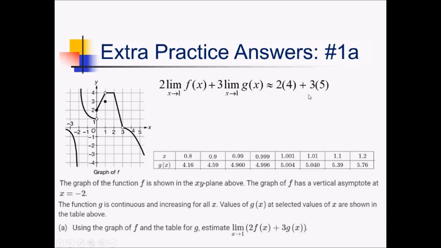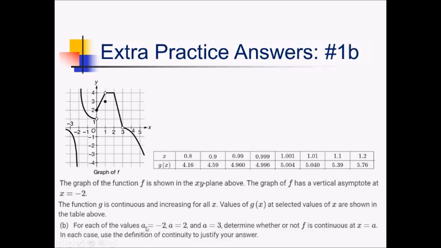We're at least guaranteed that the limit is somewhere between 4.996 and 5.004, because they told us that g was both continuous and increasing. So we know that at the very least we're going through 5, and it's going to happen in this interval here. So if we wanted to, we could simplify this a little bit. We've got 8 plus 15 giving us a total of 23.